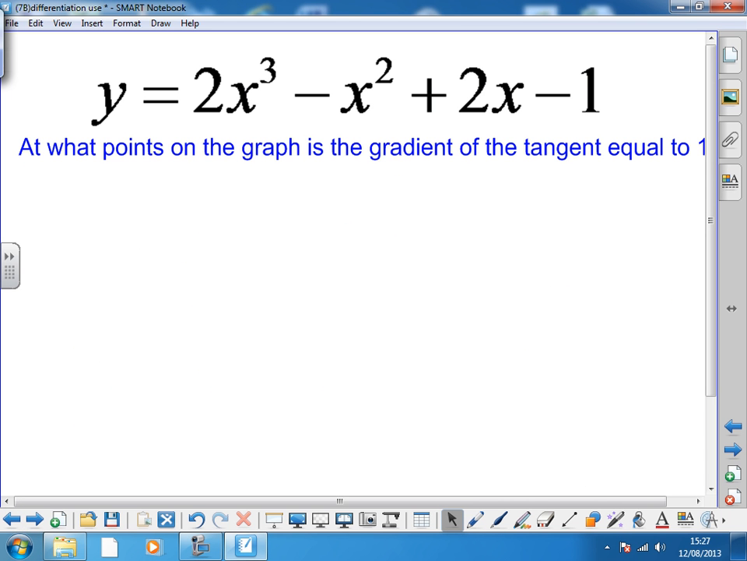Okay, 2 to go. Right, how are you going to solve this? At what points on the graph is the gradient of the tangent equal to 1?